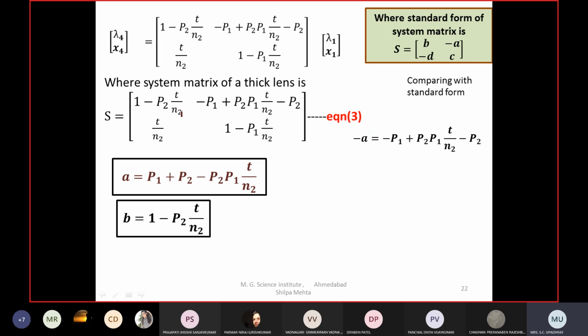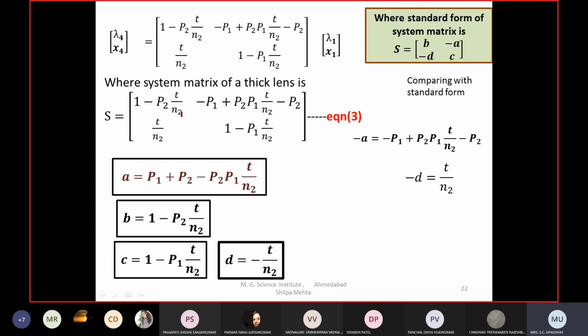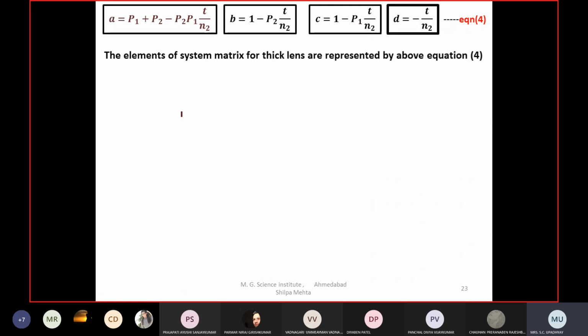What is the value of C? 1 minus P1 T upon N2. And last is D. Minus D equal to T upon N2, and therefore D equal to minus T upon N2. So these are the values of the elements of the system matrix of the thick lens: A, B, C, D.